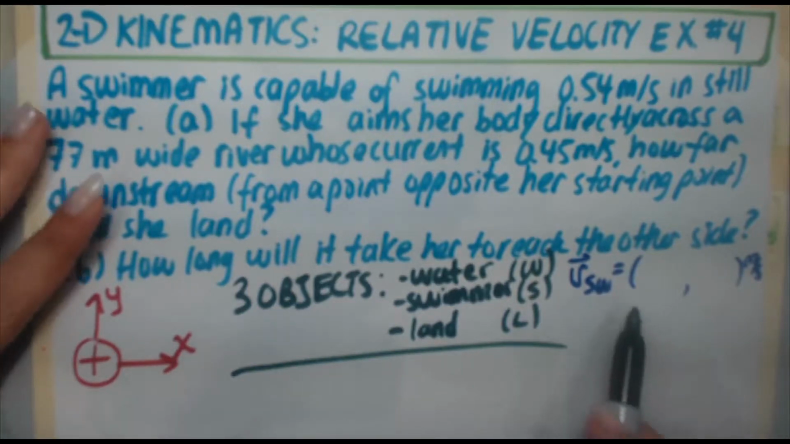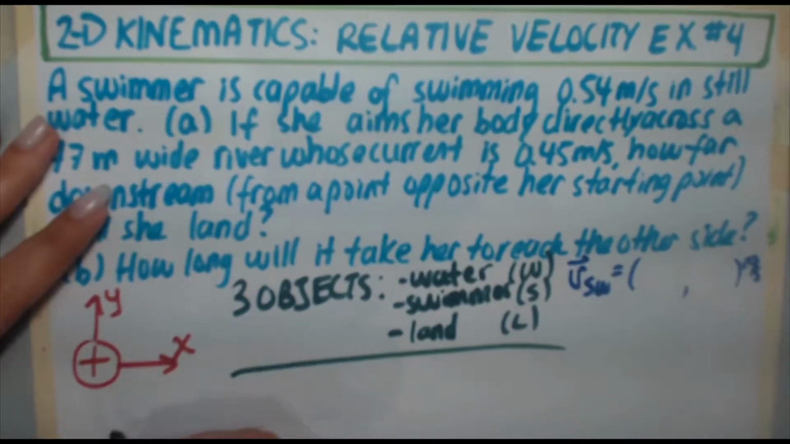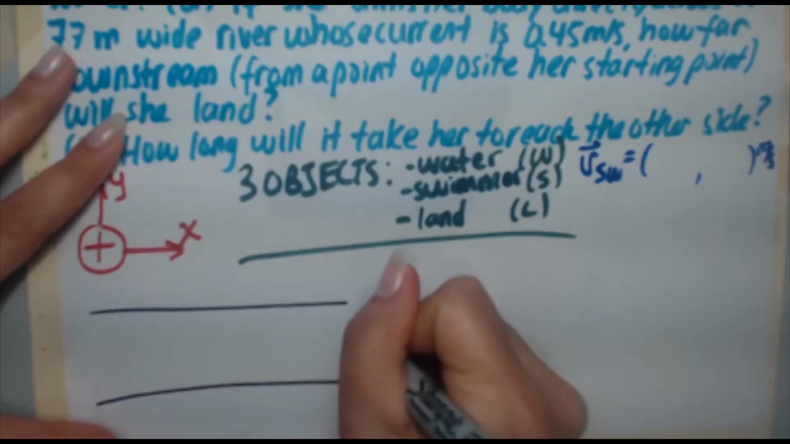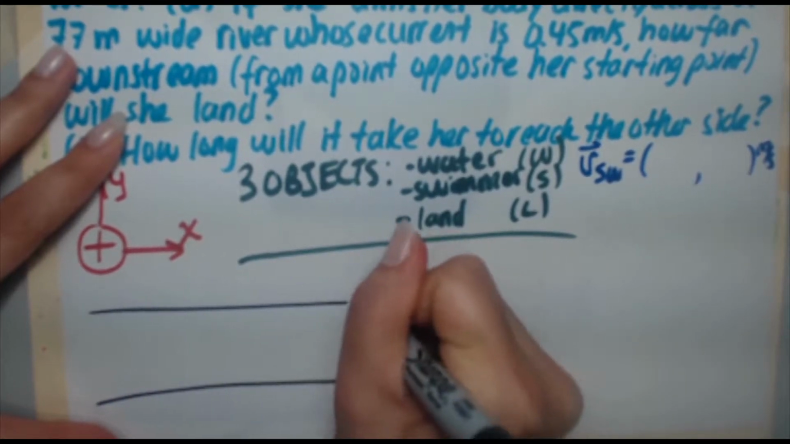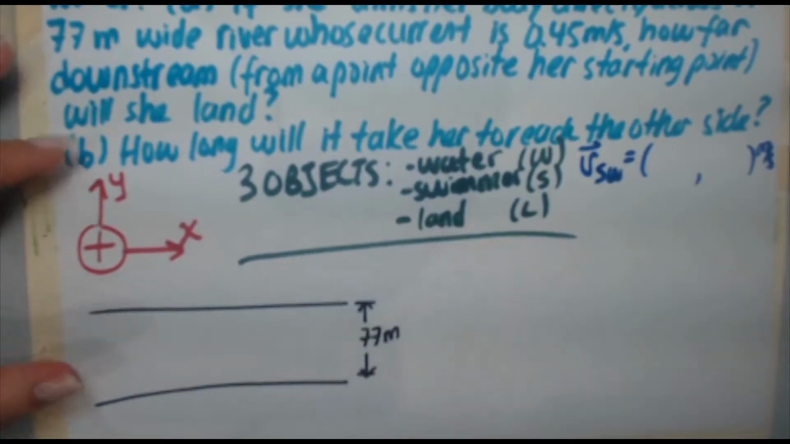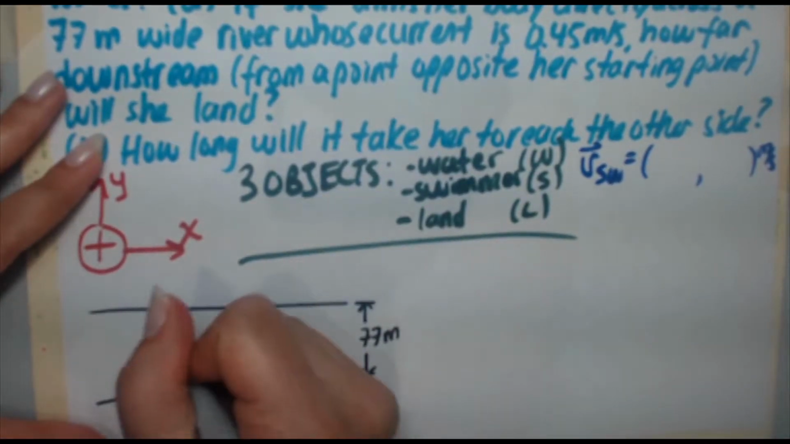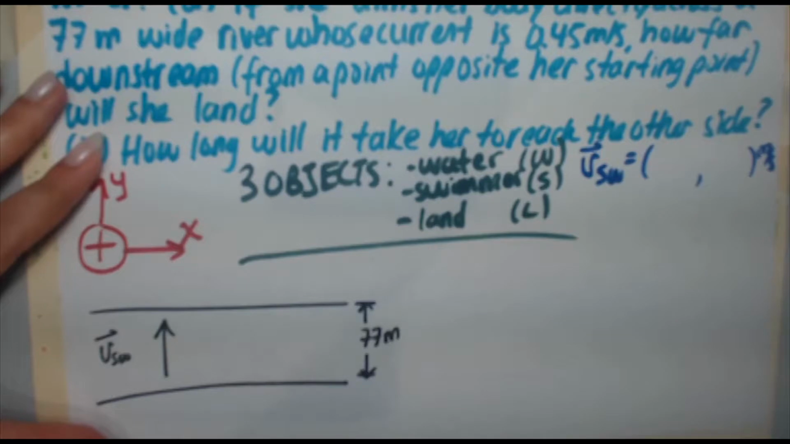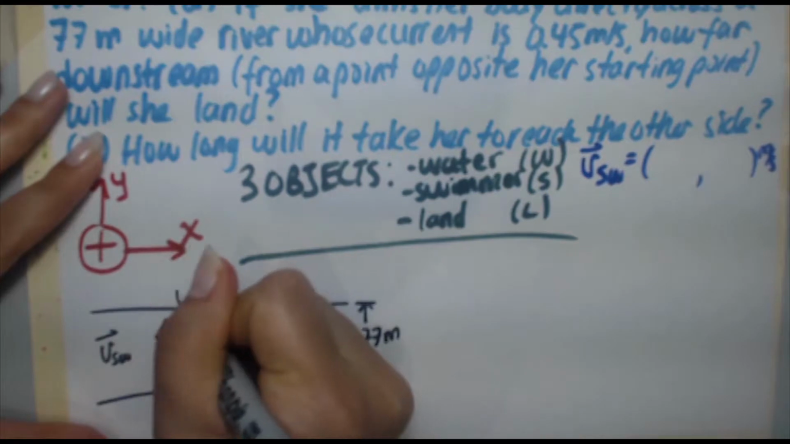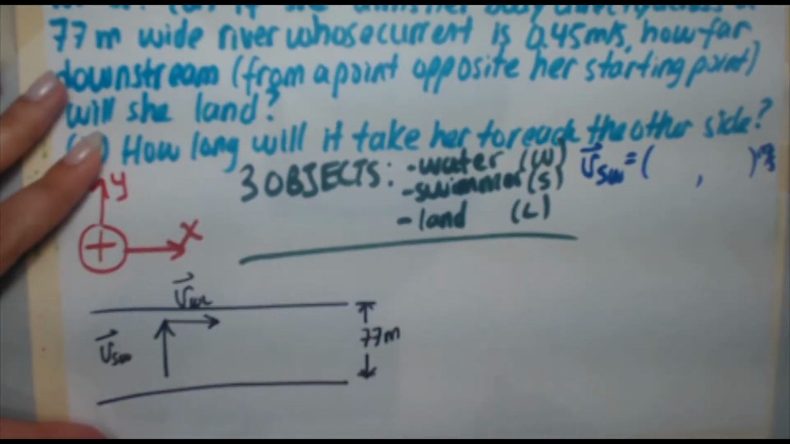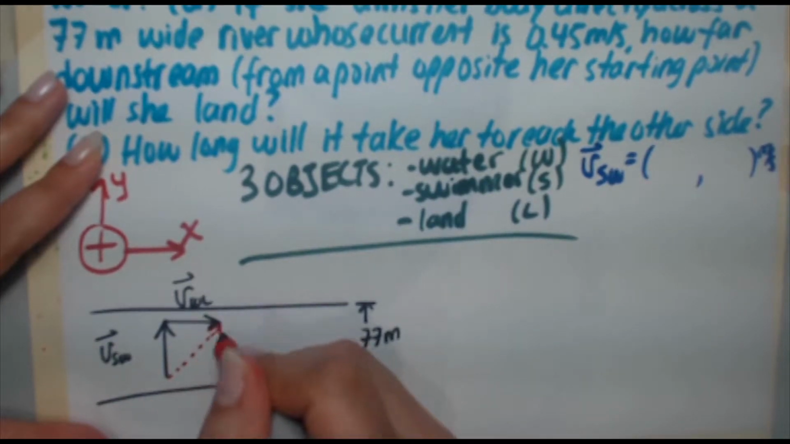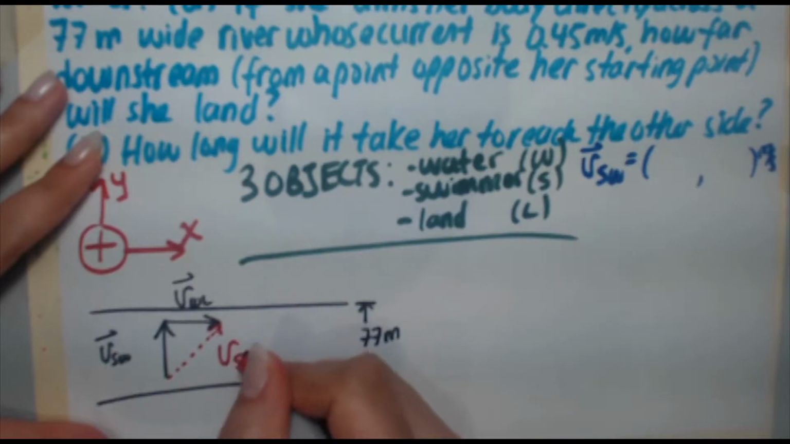Now, you know what, before I even fill in the vector quantities here, let's just do a quick sketch of what's happening. So we've got our river. We are told it is 77 meters wide. So that is our width in the y direction. Just take note of that. The swimmer is trying to go directly across, right? Velocity of the swimmer relative to the water. At the same time, the water current is going down, right? So that's the velocity of the water relative to the land. So she's getting pushed down, and her net direction is going to be in this direction. That will be the velocity of the swimmer relative to the land.